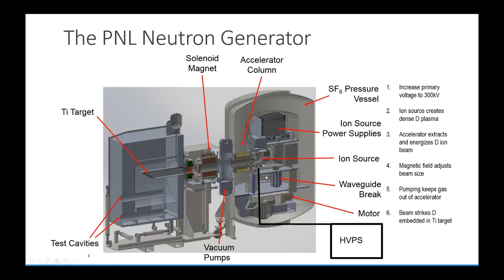So there's about a dozen power supplies, all the way from the big one that's 300 kilovolts down to smaller tens of kilovolts to single-digit kilovolts, all DC, for manipulating our ion beam to get it down to the target. And then we have some control algorithms.